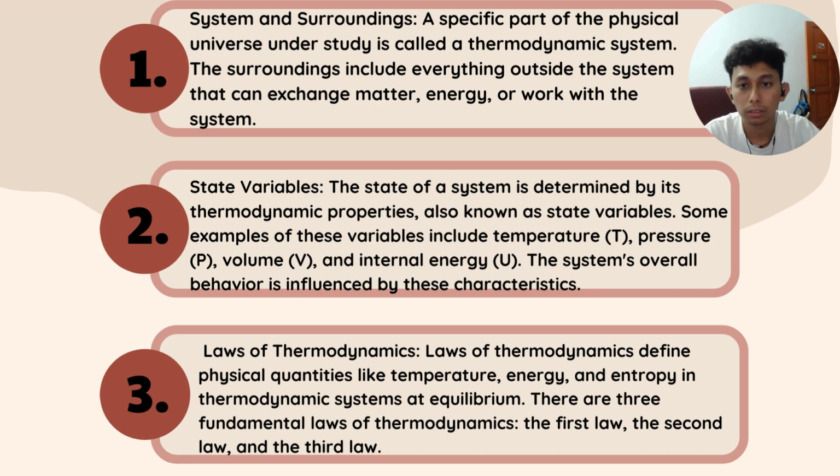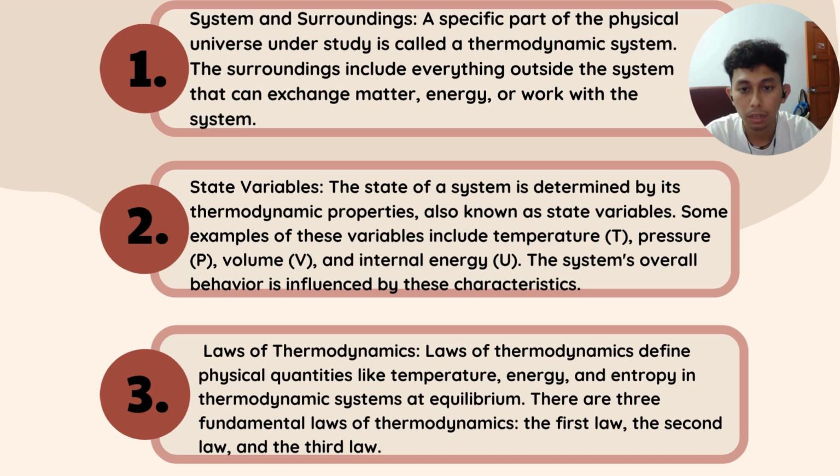Okay, for the first one, system and surroundings. A specific part of the physical universe under study is called a thermodynamic system. The surroundings include everything outside the system that can exchange matter, energy, or work with the system. Okay, for number two, state variable. The state of a system is determined by its thermodynamic properties, also known as state variables. Some examples of these variables include temperature, pressure, volume, and internal energy. The system's overall behavior is influenced by these characteristics.